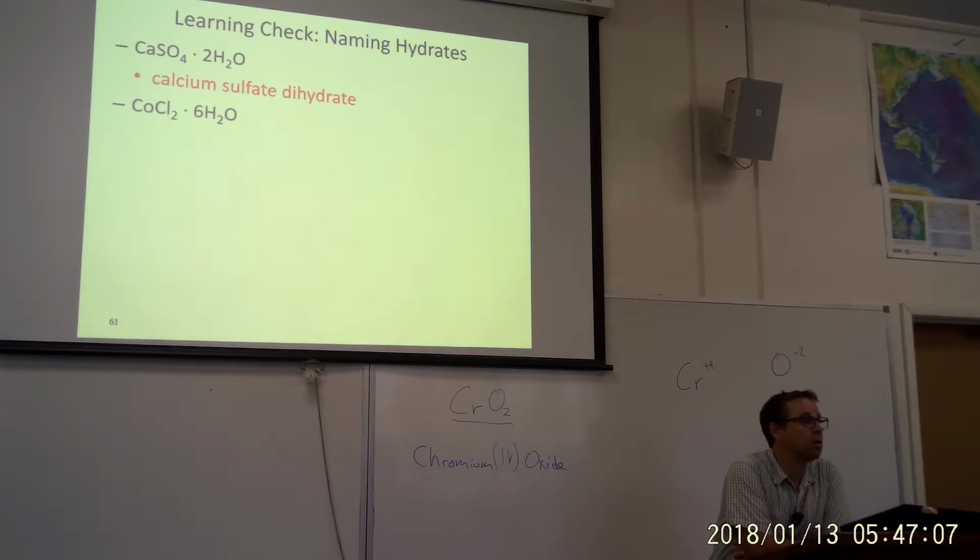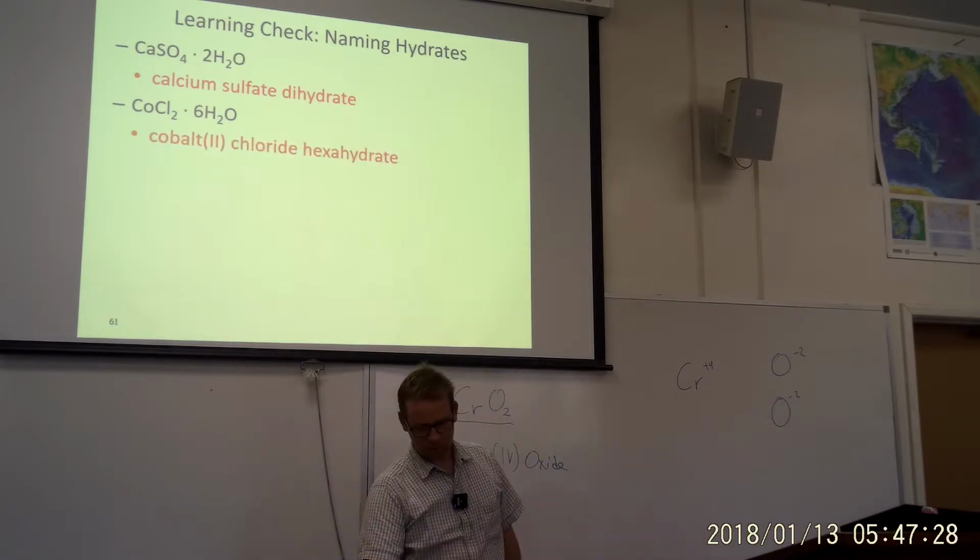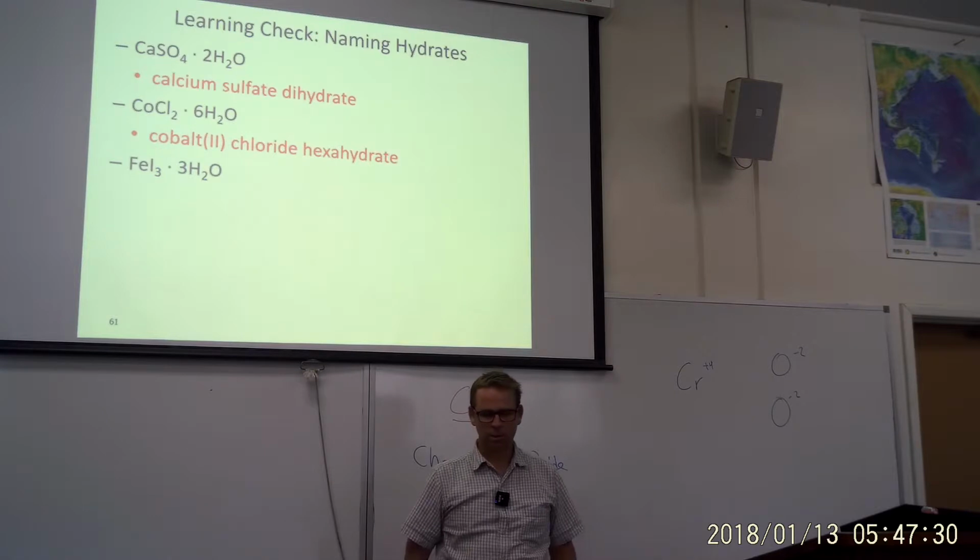Oh, it had the transition. It's a transition metal. So what does that mean we have to do? Got to throw in a number there to help people know what? What does that number help people know? The charge on the metal. So we're looking at cobalt 2 chloride hexahydrate. Very good.